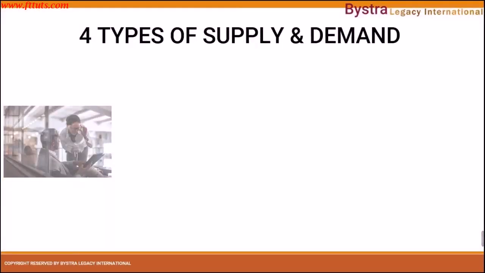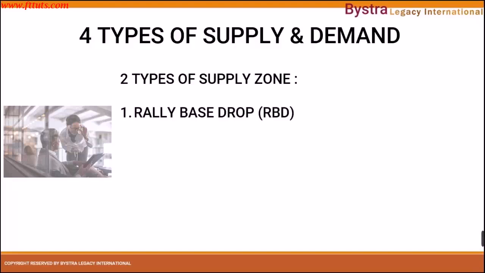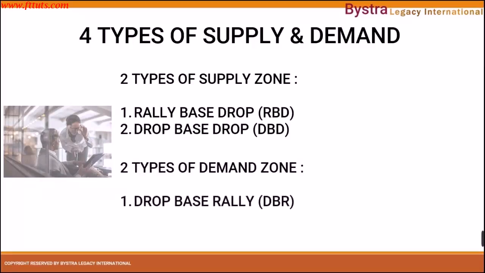Next, let's have a look at the types of supply and demand. There are 4 types of SnD, 2 of which are supply zones. Let's have a look at what the supply zone is. The supply zone consists of 2 types, which are the Rally Base Drop and also the Drop Base Drop. The other 2 types are the demand zones, the Drop Base Rally and also the Rally Base Rally. I will show you a few examples later on. Most important, guys, you have to remember these 4 types of supply and demand.